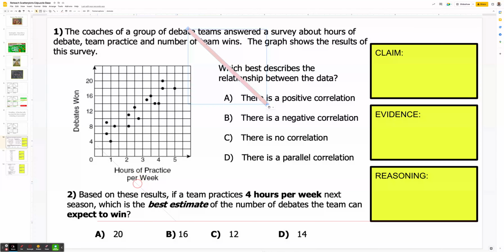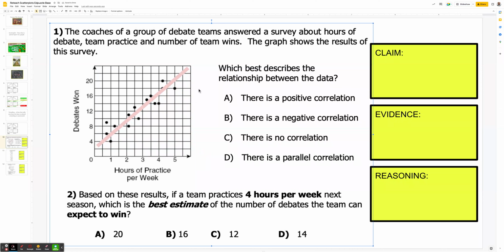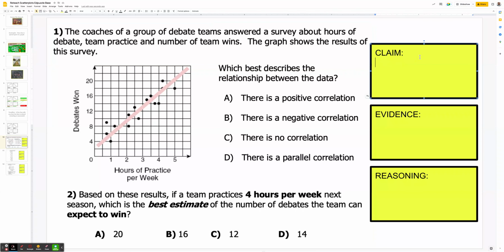So I need to put my line through the middle of the data, all the way through it, right? All right, I got my trend line. So from left to right, it's going up. So that's a positive correlation. So our answer would be A. So over here on the right where it says claim, my answer is A. If you want to give a more all-star answer, if you want to give an advanced answer, which I encourage you to do, you would say there is a positive correlation.